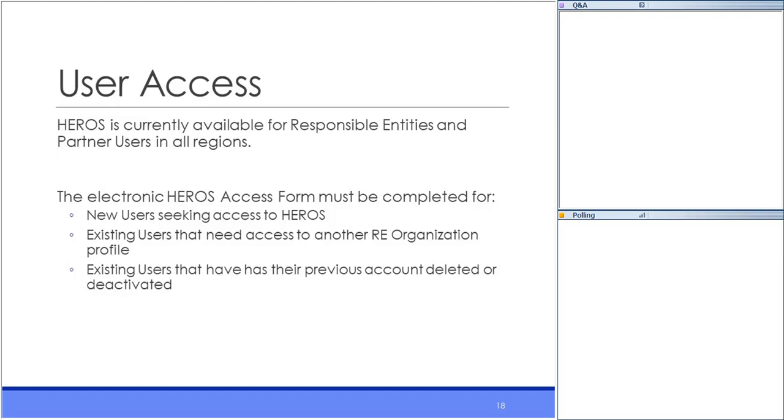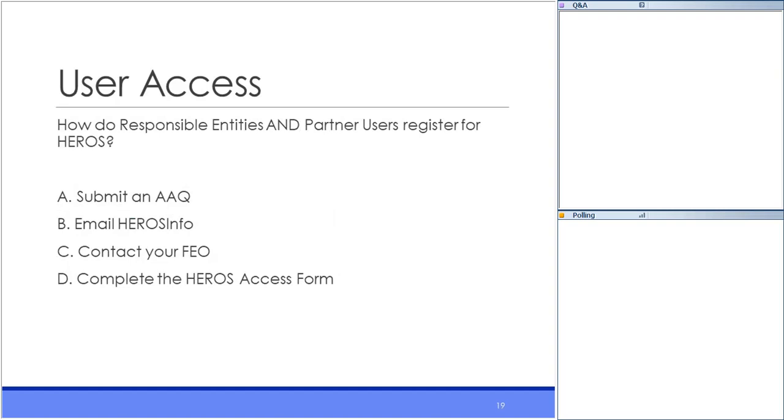If you left an organization and came back, for instance, you would also fill out the HEROS access form. So now we'll jump into the first poll question. This should be a pretty easy one, but we'll pull it up. Okay, so the first question is, how do responsible entities and partner users register for HEROS? A, submit an AAQ, B, email HEROS info, C, contact your field environmental officer, or D, complete the HEROS access form.